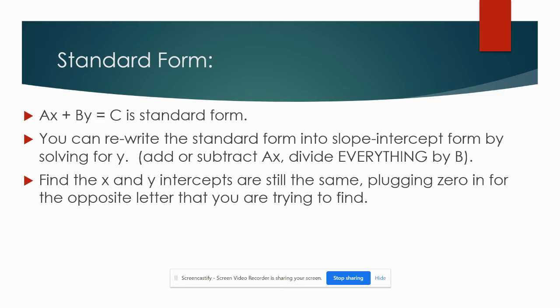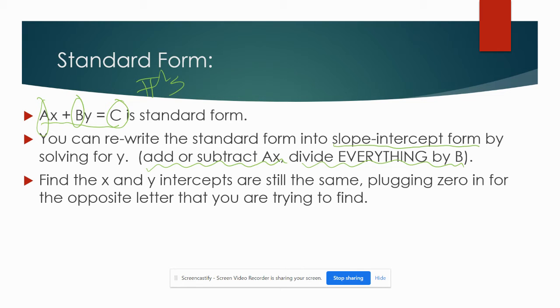Standard form. AX plus BY equals C is standard form, where A, B, and C are numbers. We can rewrite standard form into slope-intercept form by solving for y. The steps for that are going to be to add or subtract the x and then divide everything by b.